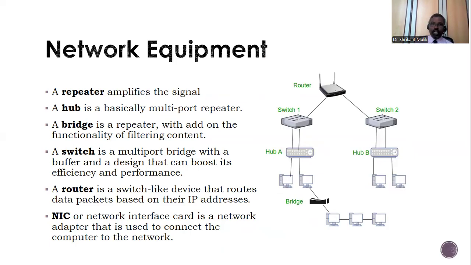So a repeater is something which amplifies the signal. If you want to connect machine A to machine B and they're at a long distance, maybe you'll use a repeater in between to amplify the signal. A hub is like a multi-port repeater. So you will have one hub. You might have seen those. If you're in a small organization, you may use a hub where you get some signal and you have multiple ports on which different machines are connected, and it actually also amplifies the signals in addition to connecting these machines. Then the bridge is also a repeater with add-on functionality of filtering content.